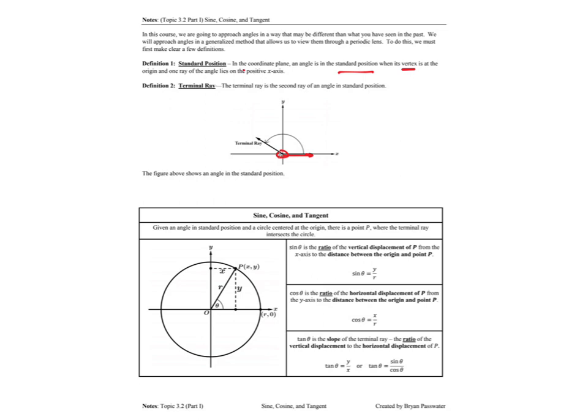Okay, so we're not going to see an angle that opens up with any more than just one ray on the positive x-axis. So for you guys, that's over here. And then the other side will open from there. So kind of Lion King horizon-ish. Are you with me? The terminal ray is the second ray of the angle in standard position. So if you have your first ray, then the terminal ray is, where does it end? Terminal meaning the ending. Cool? So the figure above shows an angle in standard position.